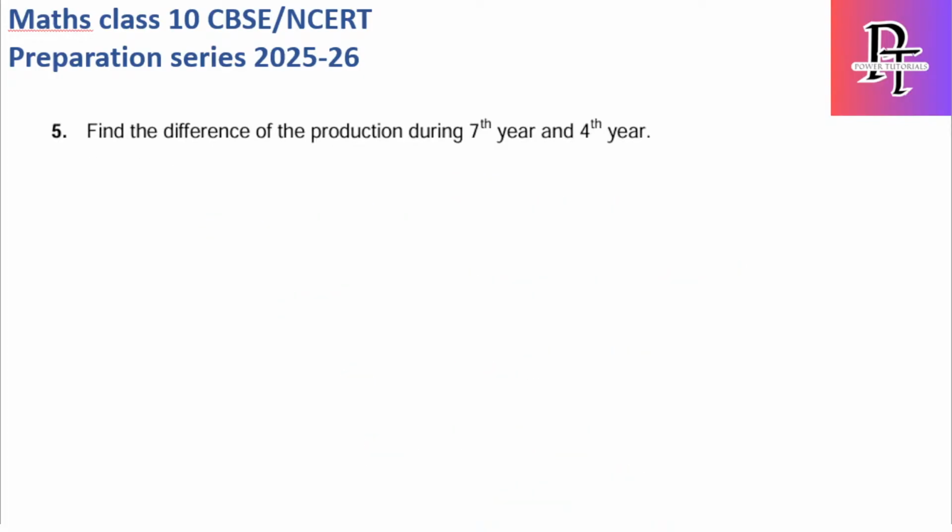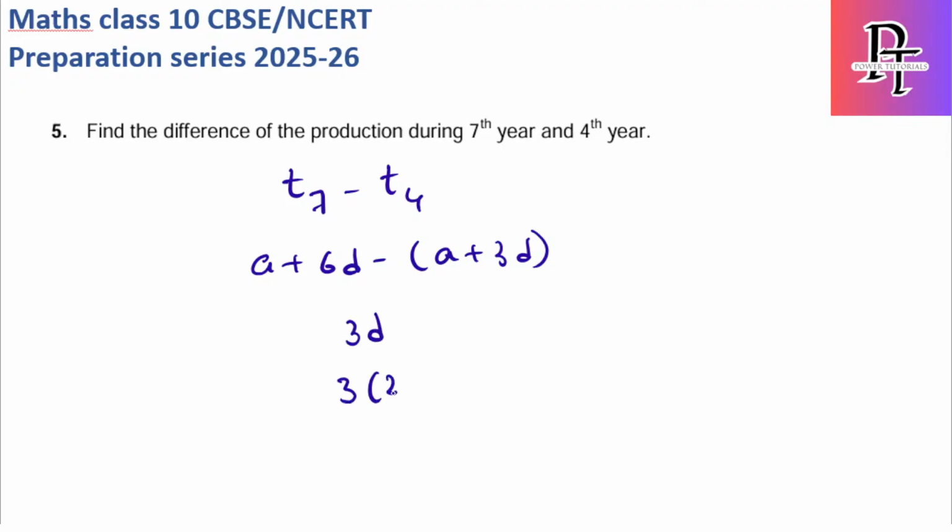Okay, next move to the last question. Find the difference between the production during the 7th year and the 4th year. So simply subtract T7 and T4. T7 is a plus 6d minus T4 is a plus 3d. So a minus a becomes 0, 6d minus 3d is 3d. So 3d is the answer. What is the d value? 2,200. Simply multiply 3 2s are 6, so 3 times 2,200 is 6,600. Hence the answer is 6,600.